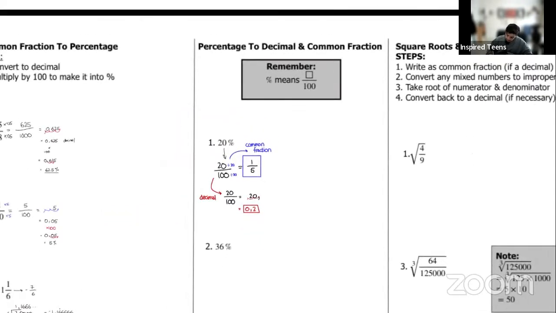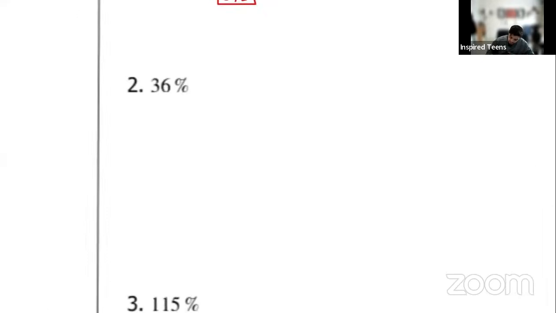Okay, let us move on to the next one. So 36%. Let's convert this, firstly, to a fraction over 100. Then we take it from there. So this is definitely 36 over 100. Now, if we want to convert it to a common fraction, we just simplify this. 18 over 100, 9 over 50.